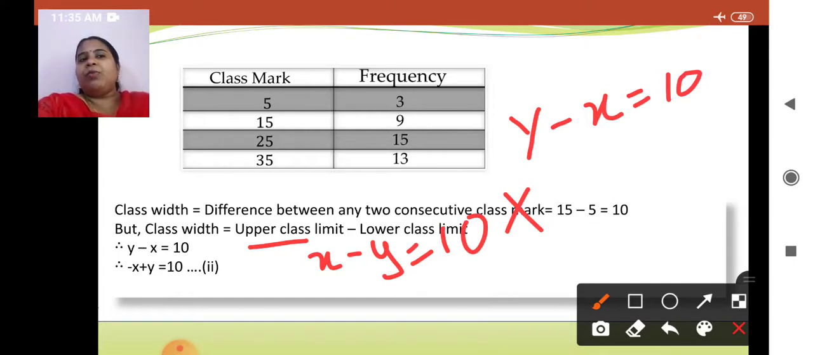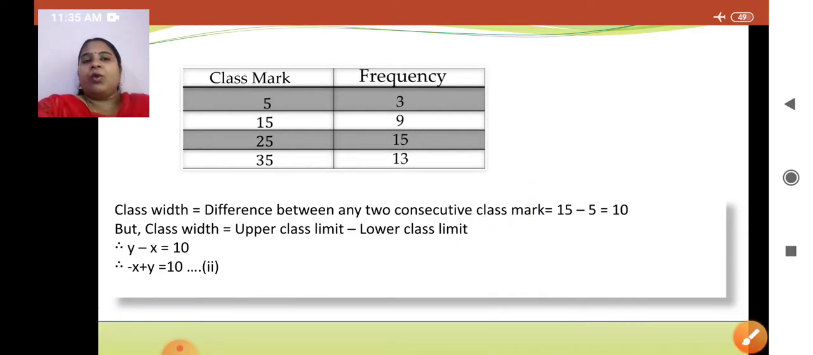Okay, now from here what can be done? I can just write it first. So it will be minus x plus y is equal to 10. I hope the second step is understood. What you need to remember is this basic definition or property that class width is nothing but difference between any two consecutive class marks. Okay, so 15 minus 5, that is 10. So class width formula, y minus x is 10, but I am taking x first, so minus x plus y is equal to 10.